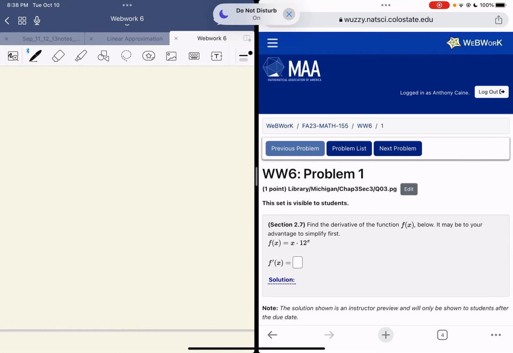Hey everyone, I just wanted to run through this week's web work because I feel like it might be really tricky for just getting exposed to the derivative rules. And since they changed the numbers, it'll give you something to reference.